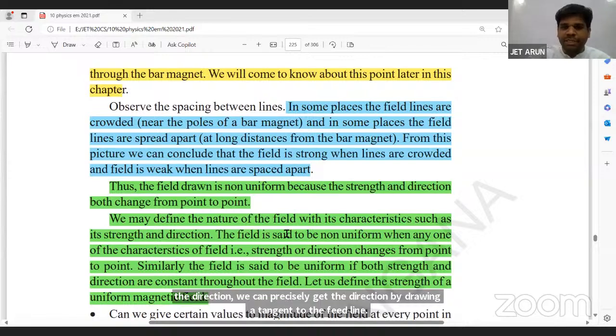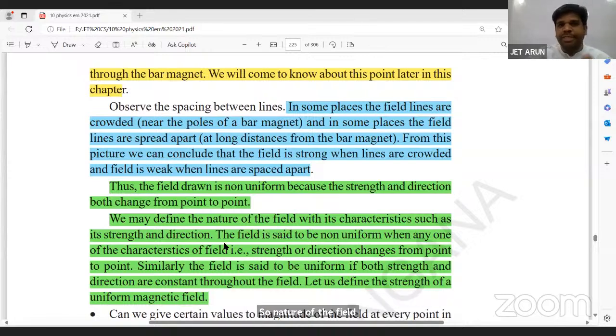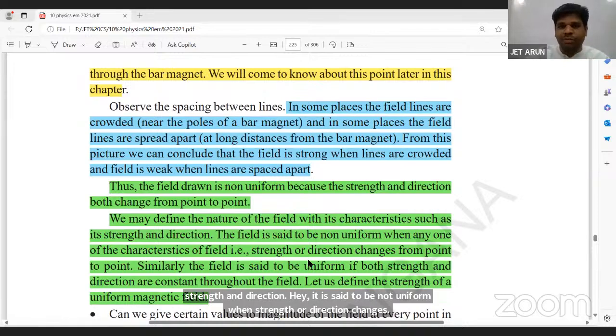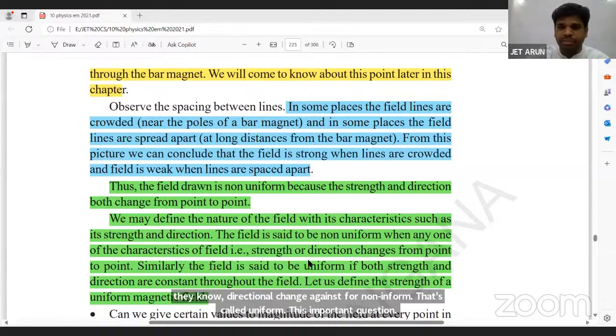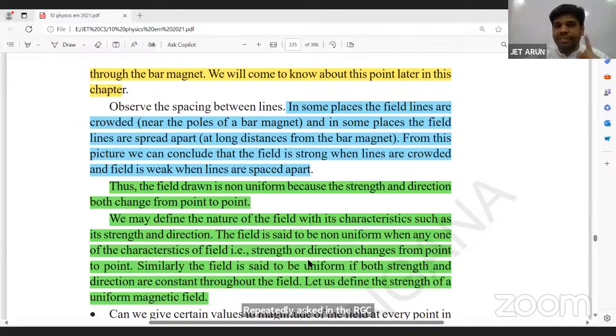So nature of the field is characterized by two things, strength and direction. It is said to be non-uniform when strength or direction changes. Strength aina direction and change aithe, it's called non-uniform. That's called uniform. This is an important question repeatedly asked in RJC set. It is called uniform when the strength and direction is remaining same throughout the space. Then it's called uniform field.